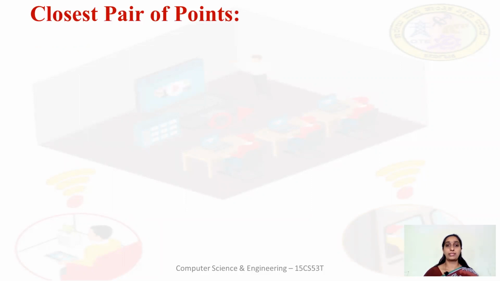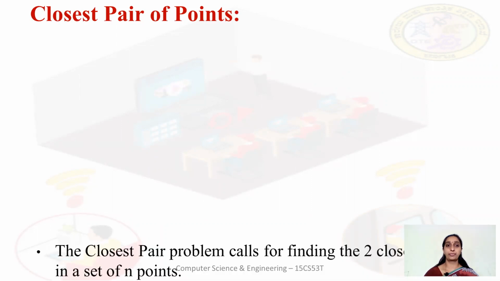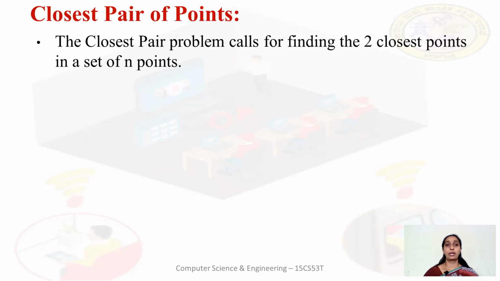So in this session, now we shall study what is closest pair of points. Closest pair of points means, we will be given a set of points, n points. In that set of n points, we need to select any 2 points in such a way that they are closest to each other.